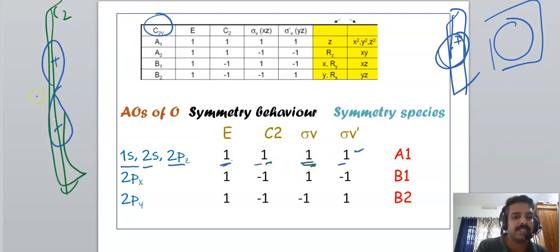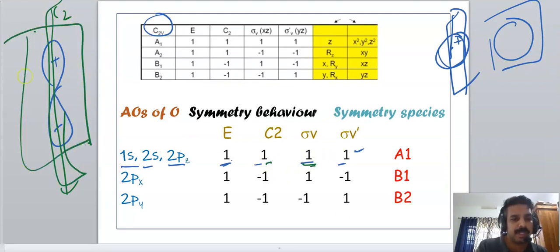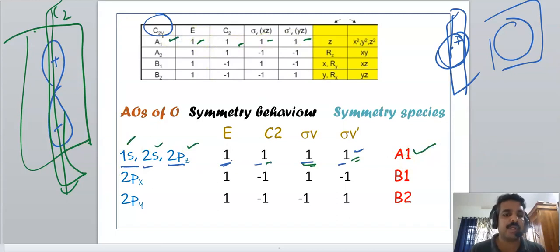And sigma V yz also, this is the plane, the plane of the orbital itself. There will be no change on the sign of the lobes. So, character will be again 1. So, 1s, 2s and 2pz belong to the A1 representation. Because character 1, 1, 1, 1 means A1.